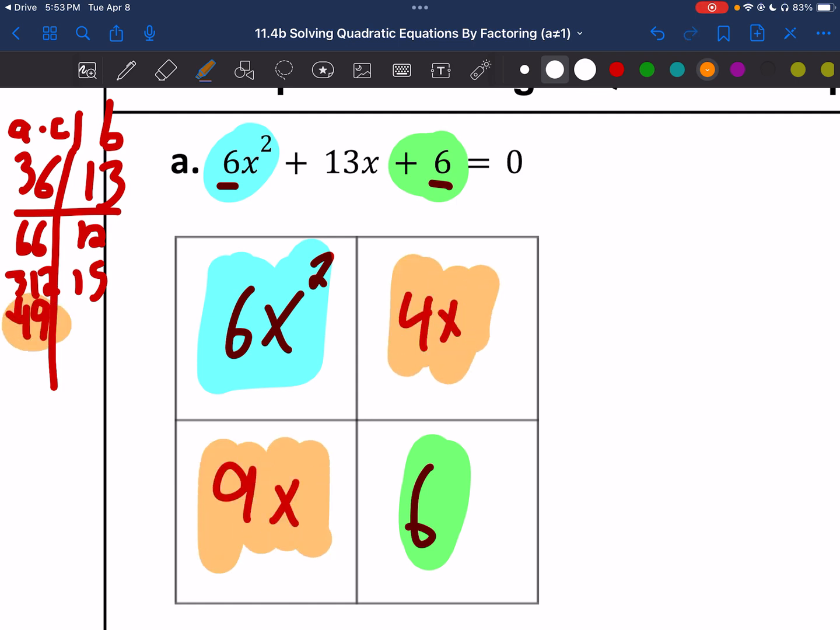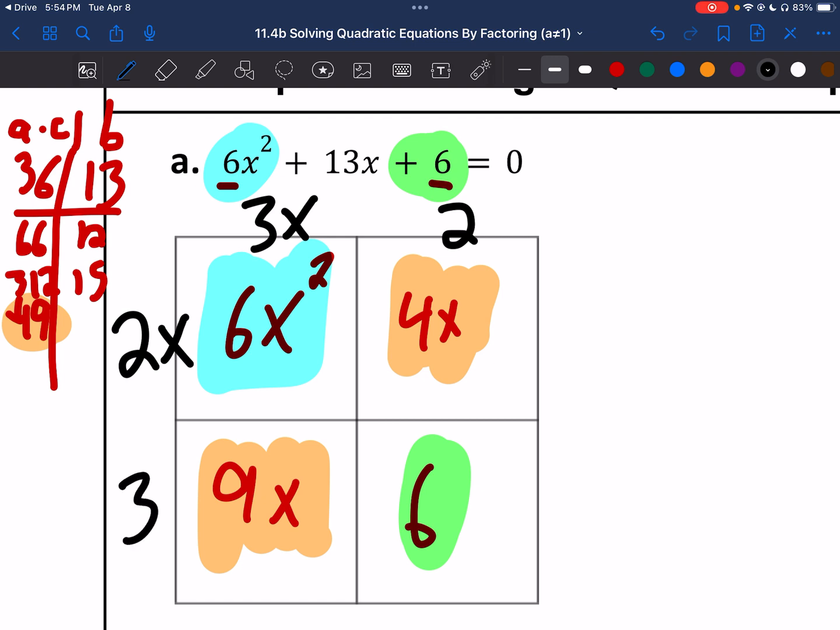All right, so now we need to find what are my terms in each row and each column. So in the first column, 6x squared and 9x, my common factor is 3x. In my second column, 4x and 6, my common factor is a positive 2. In the first row, 6x squared and 4x, my common factor is 2x. In my second row, 9x and 6, my common factor is a 3. So now, normally we would write it in its factored form of 3x plus 2 and 2x plus 3, right? That's normally what we did.